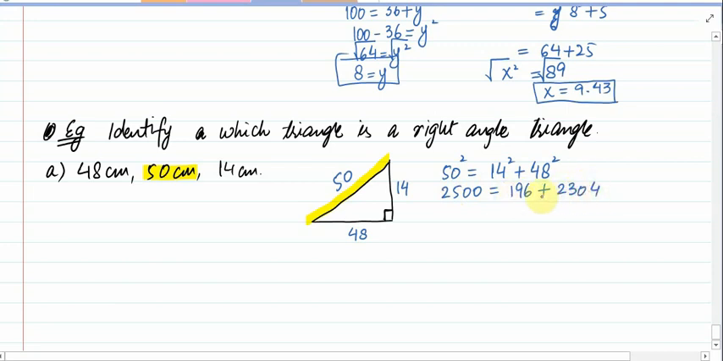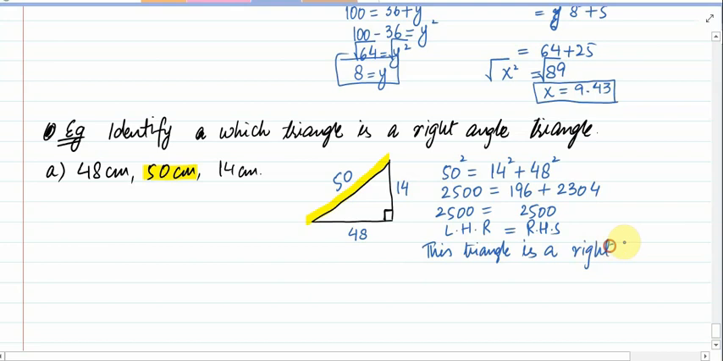We are going to add these two sides, so it will be 2500 is equals to 2304 plus 196, it will be 2500. Since left hand side and right hand side, they both are equal, so we can say that this triangle is a right angle triangle.